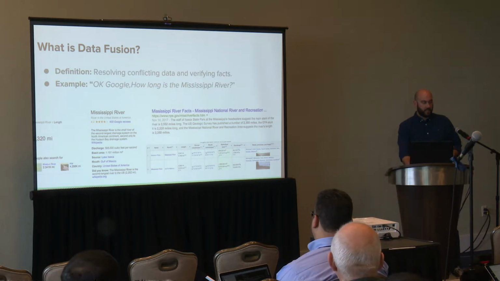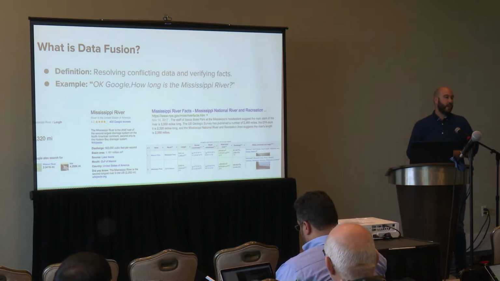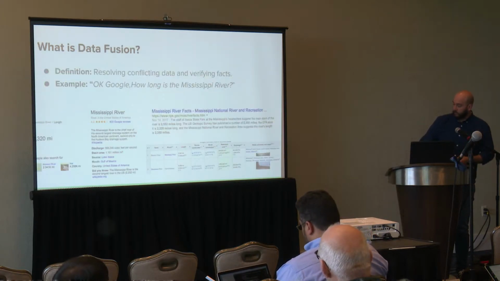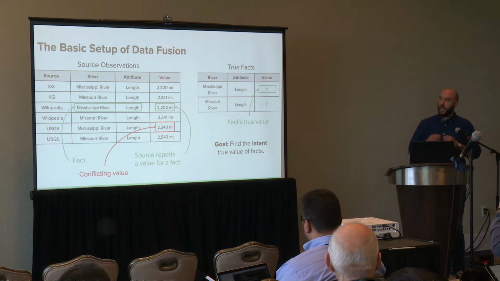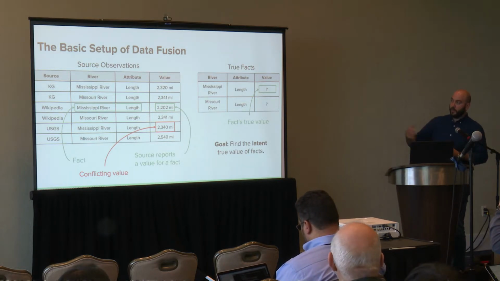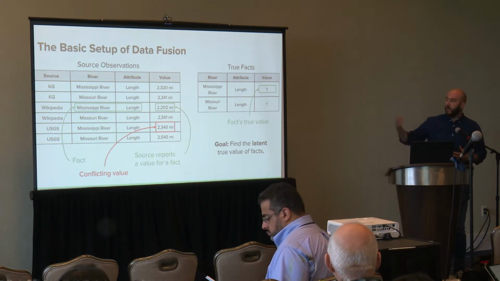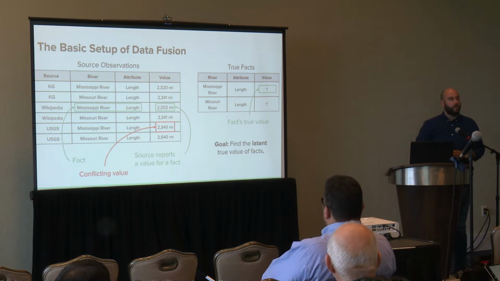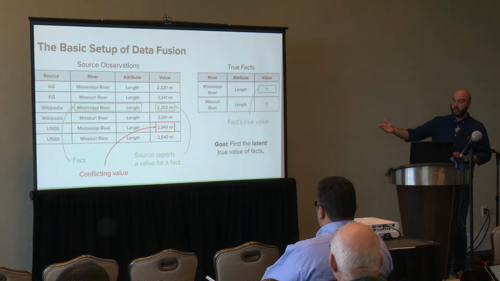So let's see the basic setup of data fusion, and what you can do to automate this process of identifying the true values for different attributes of different entities. The basic setup is that we have a bunch of data sources, and they provide observations about different facts. For example, you can see on the left that Wikipedia says the length of the Mississippi River, so that is the fact here, and the value for that fact, according to Wikipedia, is around 2,200 miles. You have a bunch of other sources providing information about the same facts, and now you can see that you have, in certain cases, conflicting values.